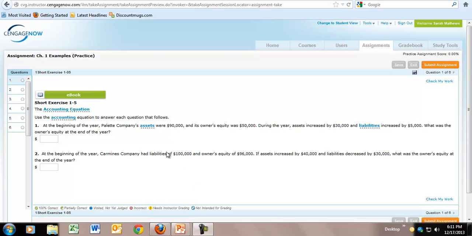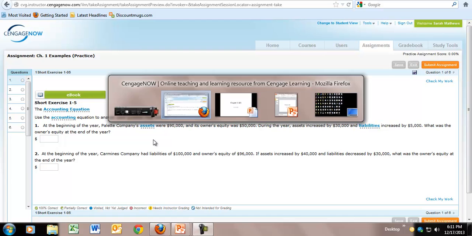So the first thing we're going to have to do is remember what our accounting equation is. And our accounting equation is assets equals liabilities plus owner's equity. We're going to take the initial information that was given to us and solve for our liabilities. Before we can take into account any of the increases, we need to determine what liabilities were at the beginning.